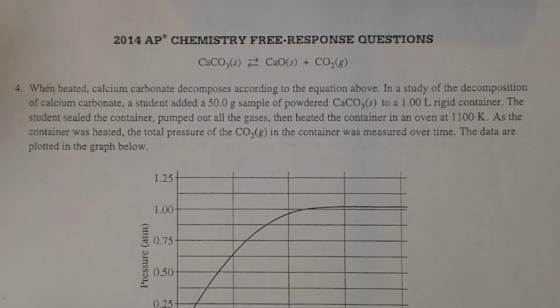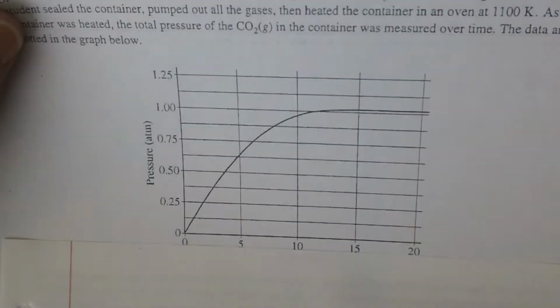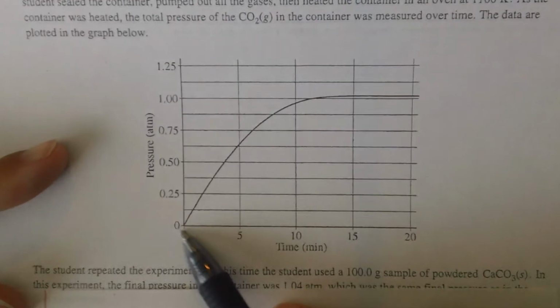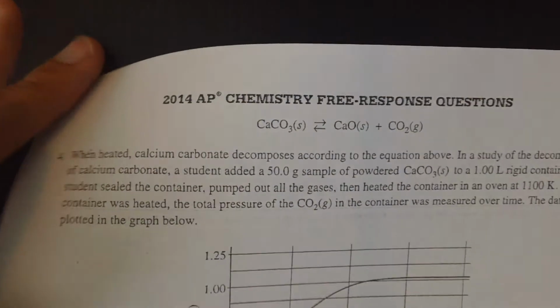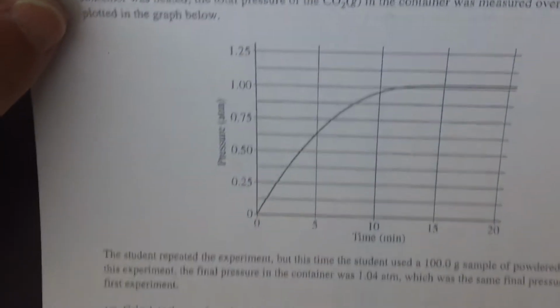So they give us a little graph. It looks like this. It talks about pressure over time, and we can see initially we have no pressure because we have no gases in the container, just the calcium carbonate. As it's heated and decomposes, the only gas that we have to play with is this carbon dioxide gas, and so that's the only thing that's going to be contributing pressure here, which is good for us. So here we go.